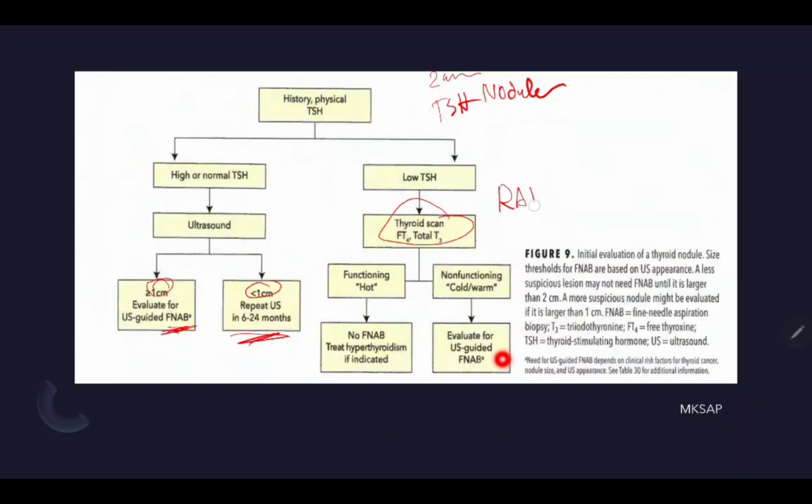a radioactive iodine scan like this, okay? You will order this. If it's hot, that means that's an adenoma. You don't do anything, you just treat the symptoms, okay? If it's cold, then this is a red flag, because that could be a cancer. So you're gonna want to do fine needle aspiration, okay?